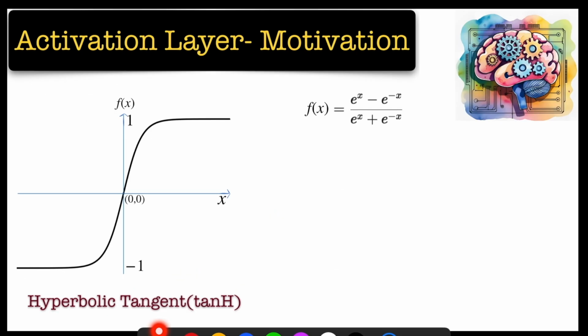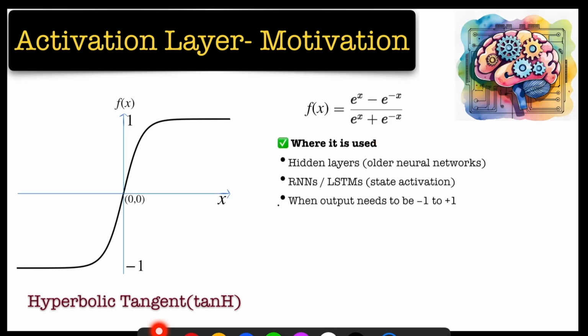The next function is hyperbolic tangent. The formula is f(x) equals e power x minus e power minus x over e power x plus e power minus x. The function runs from -1 to 1. Sigmoid runs from 0 to 1, but Tanh runs from -1 to 1, and at 0, the f(x) value is 0. So this is a zero-centered function.